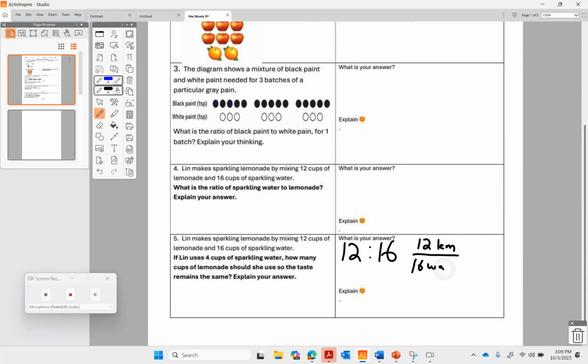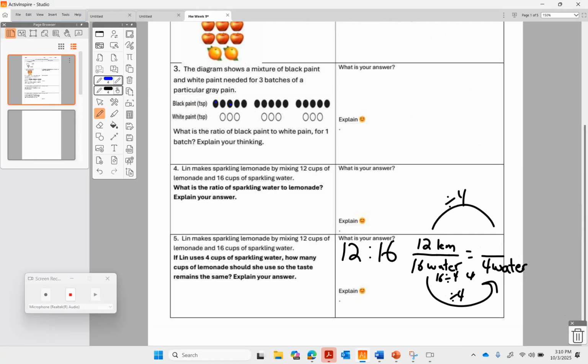And over here on this side, 4 water. So I would need to figure out, how do I get from 16 to 4? 16 divided by 4 is 4. So I would do the same thing on the top. 12 divided by 4 is 3.